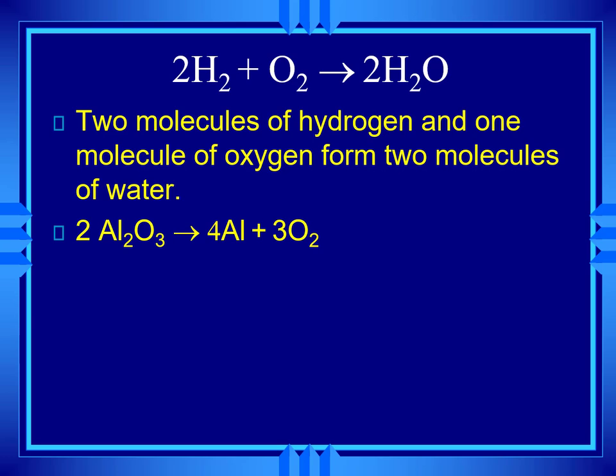So, aluminum oxide decomposes into aluminum and oxygen. Well, I know there's 2 pieces of Al2O3. What kind of piece is Al2O3? Is it element or compound? Compound. Ionic or molecular? Ionic. So the smallest piece of an ionic compound is a formula unit.